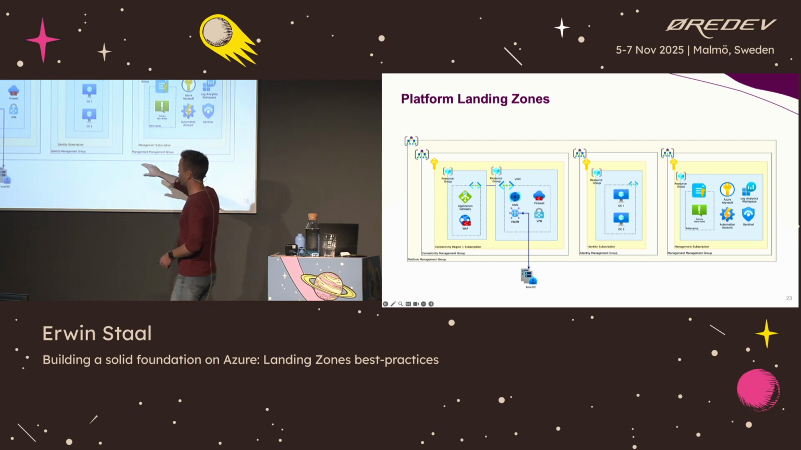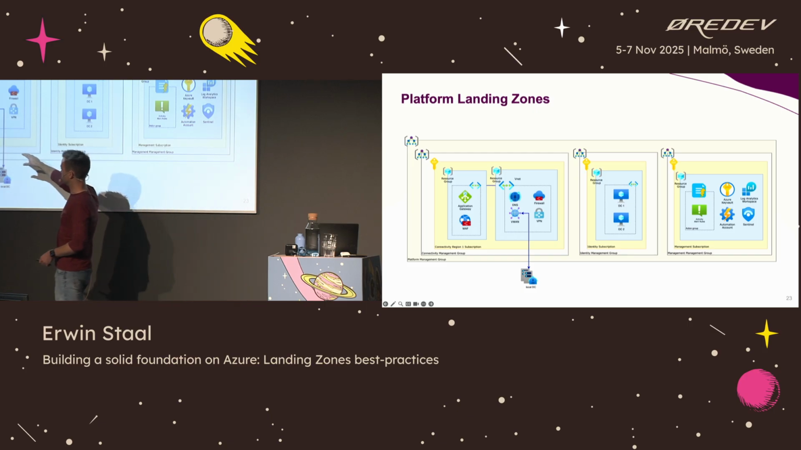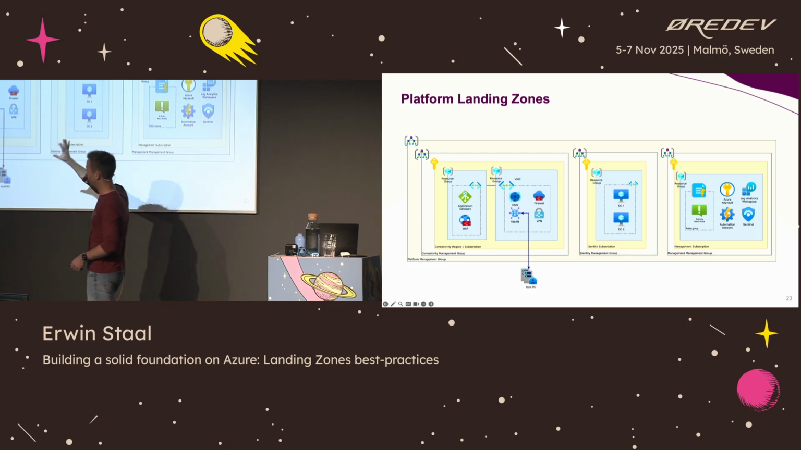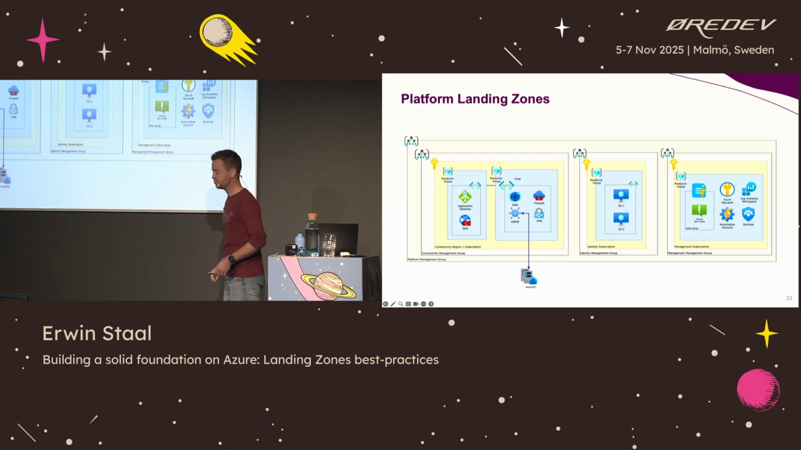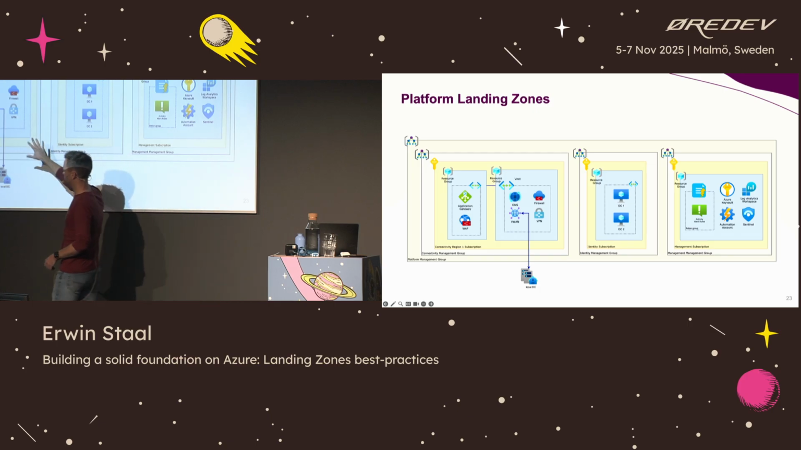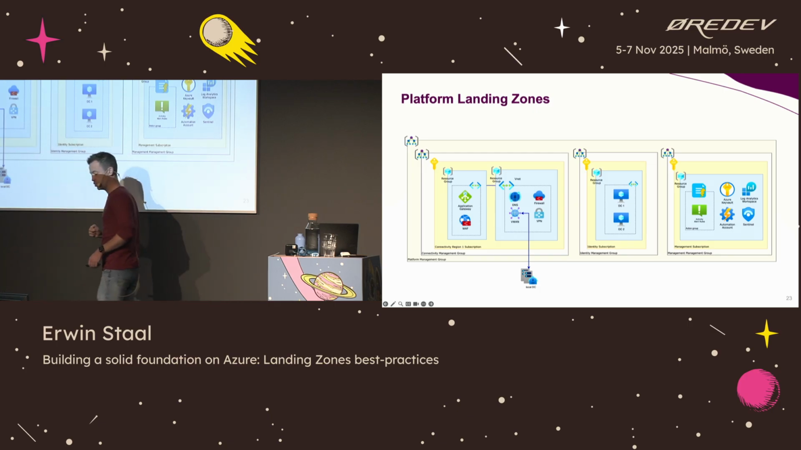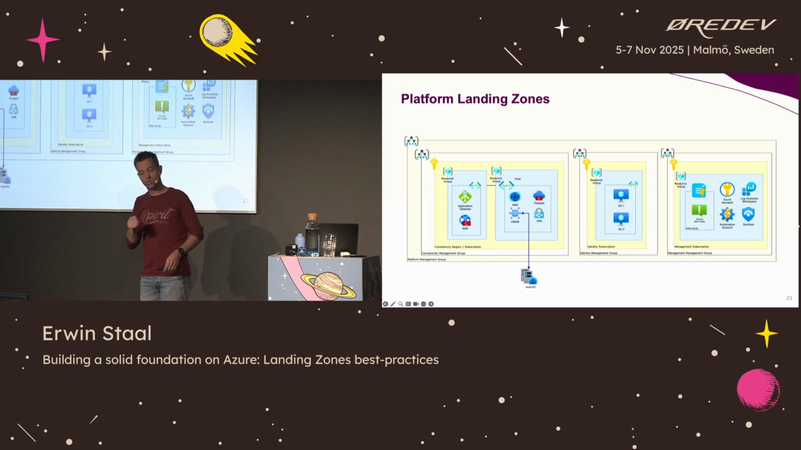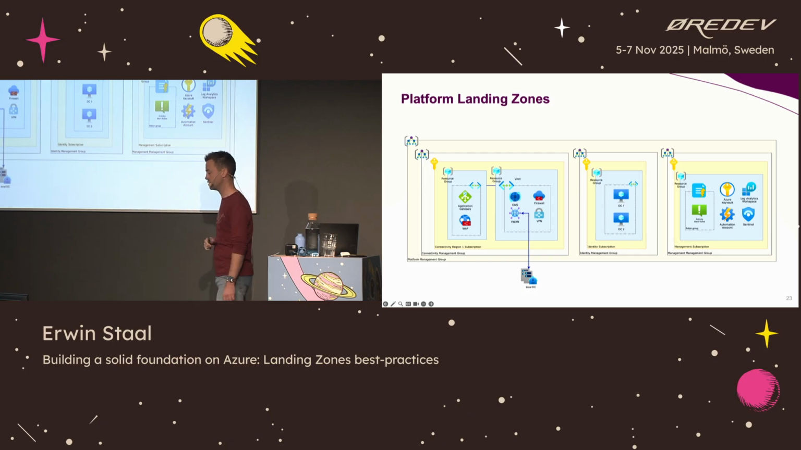You might be wondering, why is there a one-on-one relation between subscription and management group in this image? Well, that is because this shows a single region deployment. Imagine that you would deploy landing zone platforms into multiple regions, then you would probably get a subscription per region to host the particular workloads or the particular systems in that region.